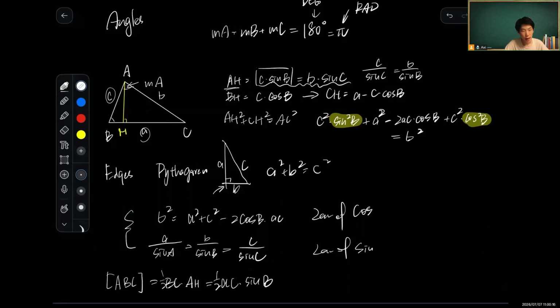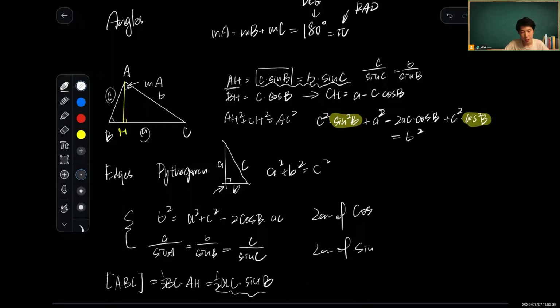So this is the area formula. Two side lengths in the triangle, and the angle made by these lines can decide the triangle's area, which is given by this formula. So this is the basic area formula.